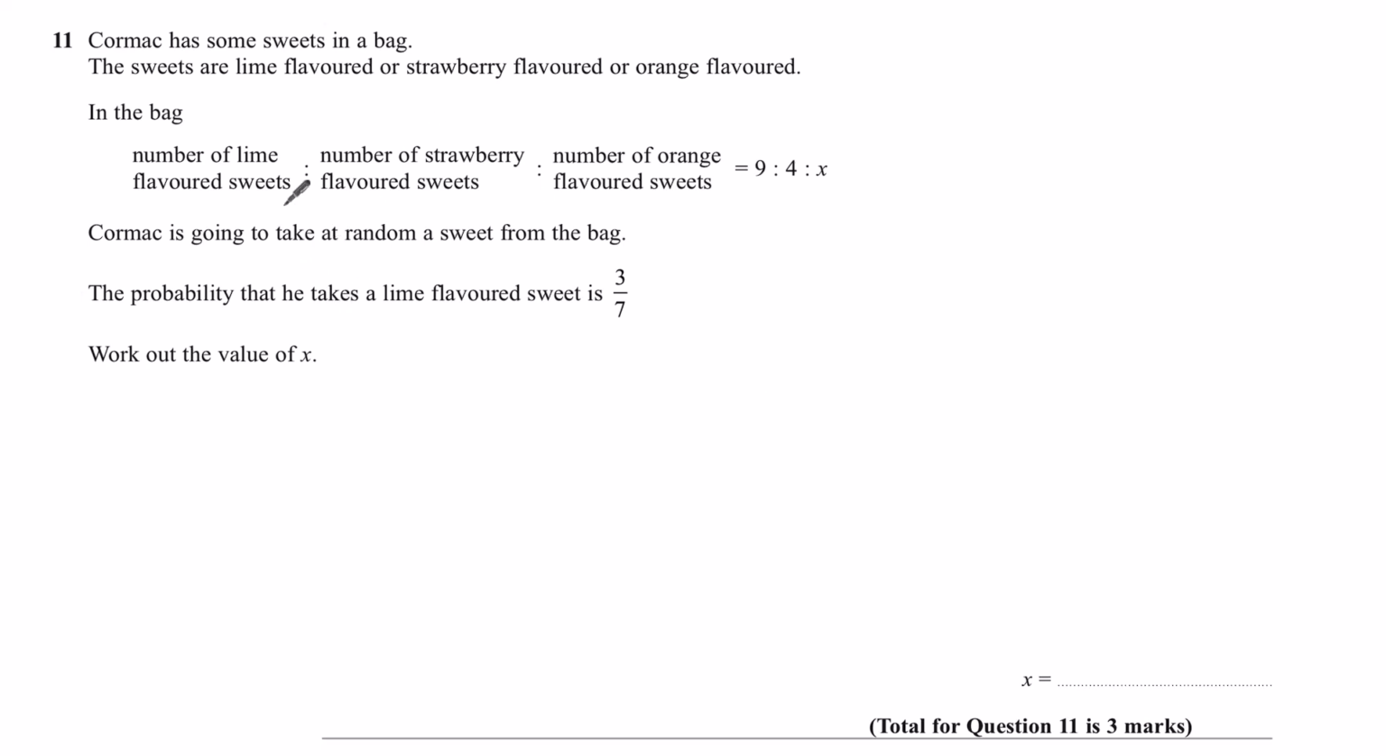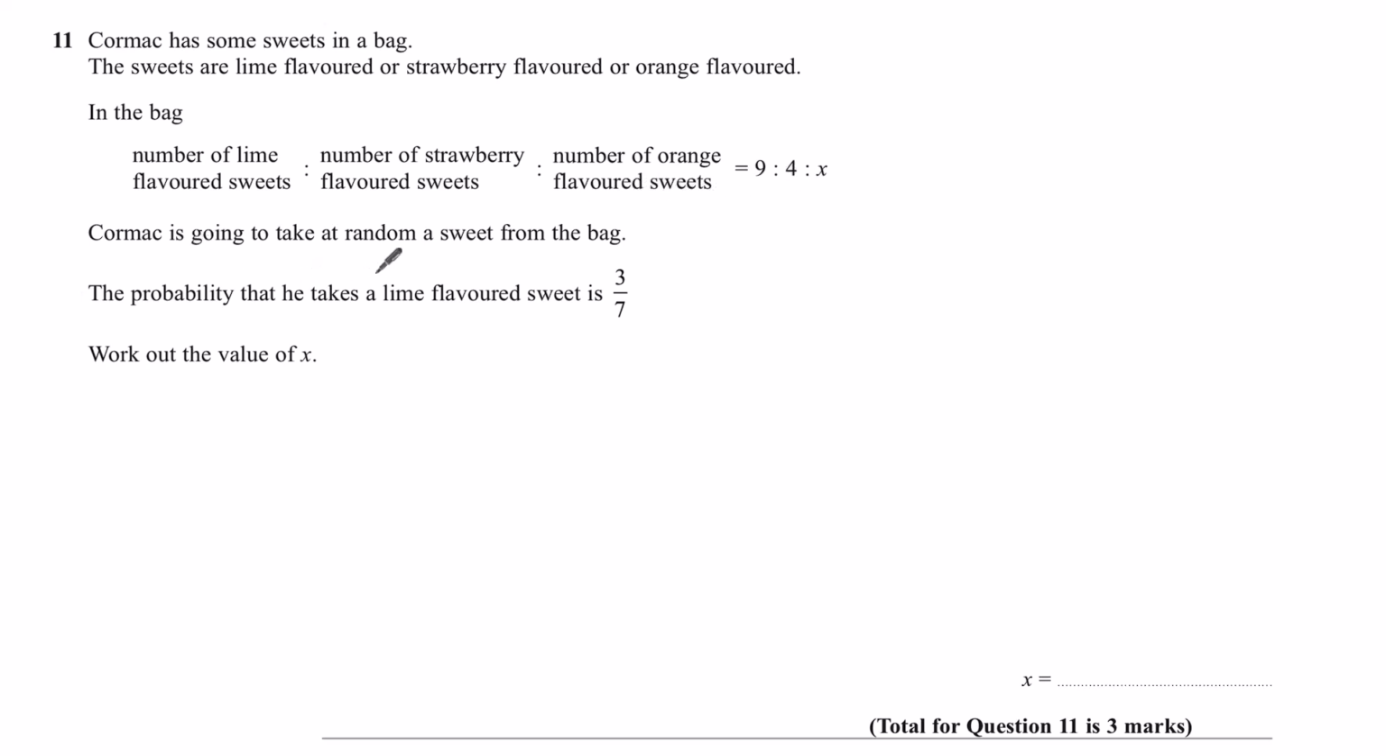Question 11. Cormac has some sweets in a bag. The sweets are lime flavoured or strawberry flavoured or orange flavoured. In the bag, the number of lime flavoured sweets to the number of strawberry flavoured sweets to the number of orange flavoured sweets is 9 to 4 to X.